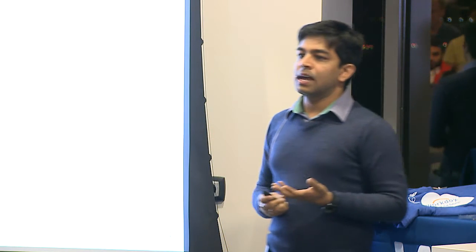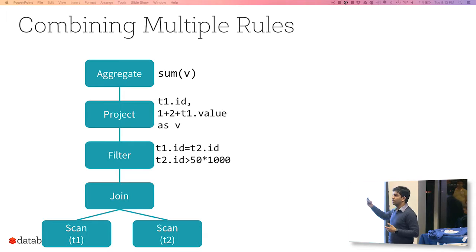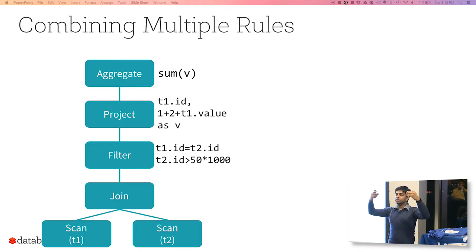Another really famous optimization or transformation is predicate pushdown. What predicate pushdown means is that if your query has a lot of filters, you would want to push these filters as close to the data source as possible, because you don't want your data to be transferred in the query plan all over the place.